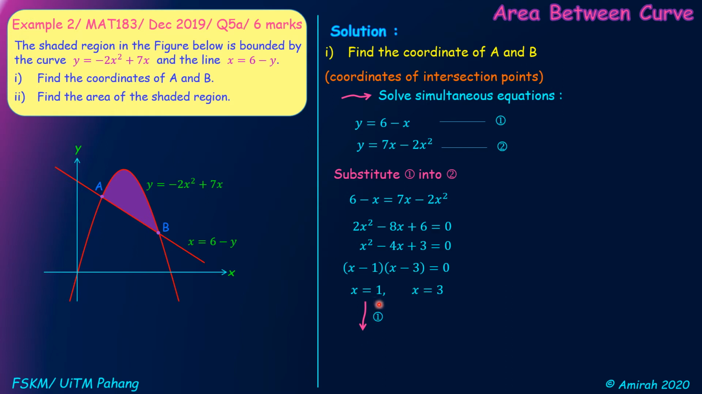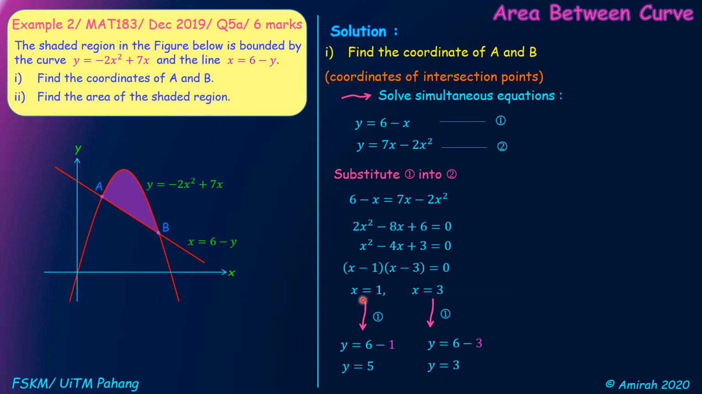From x equals 1, we substitute back into either equation 1 or equation 2. Let's say we substitute into equation 1. From equation 1, we have y equals 6 minus x. Now we replace x equals 1 here, so we get y equals 5. And when x equals 3, we substitute into equation 1, y equals 6 minus x, we replace x equals 3, so we get y equals 3.